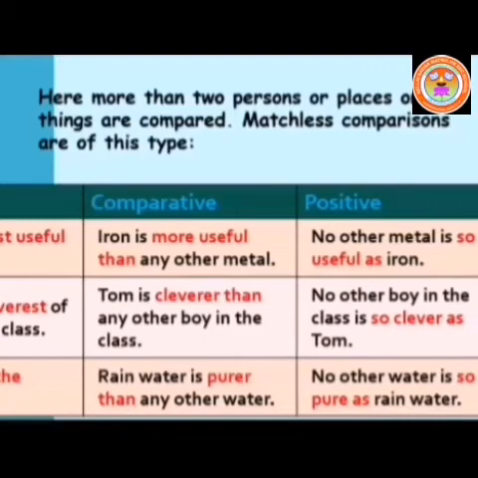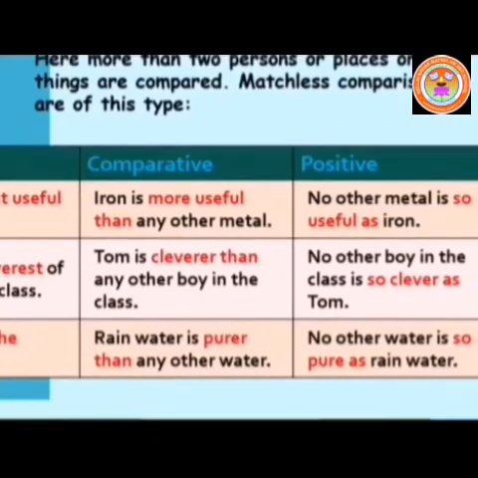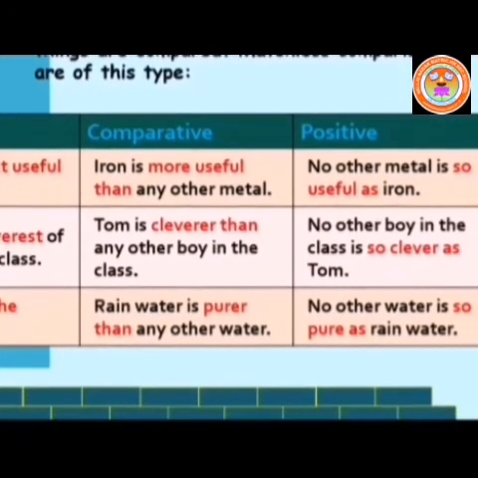Okay, children. Yes, now you can see the next example. No other boy in the class is so clever as Tom. No other boy is as clever as Tom, or so clever as Tom. See here, Tom is cleverer than any other boy in the class. So he is the cleverer. He is cleverer than any other person. And Tom is the cleverest. He is the cleverest of all the boys in the class.